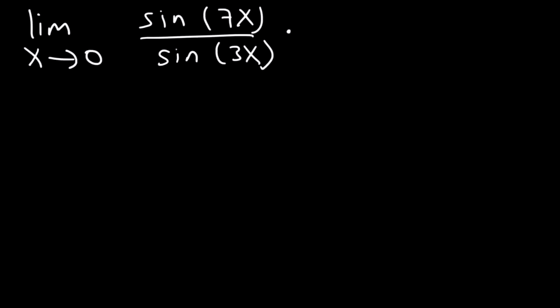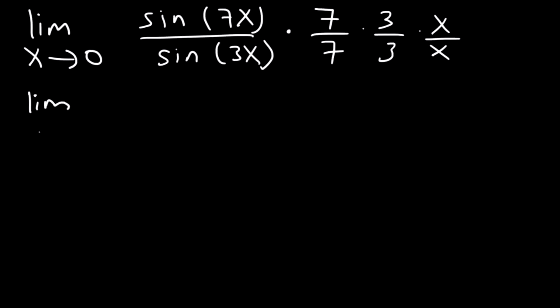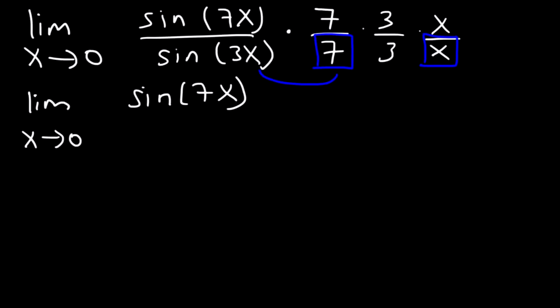So what we're going to do is multiply the top and the bottom by 7 over 7, 3 over 3, and x over x. So now let's separate everything. I'm going to leave the sine 7x on top. However, I need to put 7 and x. I need to move this over here. I want it to be below sine 7x.